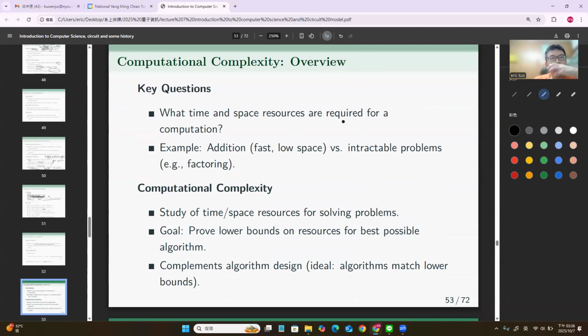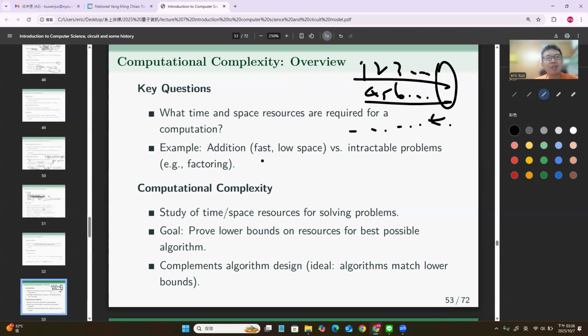Since you have this big O notation, and you can turn to a machine or a circuit, then you can define what time and space resources are needed to solve a computational problem. For example, addition is fast and needs low space. I give you a bunch of numbers and you want to do addition, it is very simple. You just add one by one. Very fast. And there are some problems that we think are intractable. Basically, factoring. I give you two large numbers, you can easily produce their product. But if I give you a large composite number, it will be difficult for you to find any prime factor.